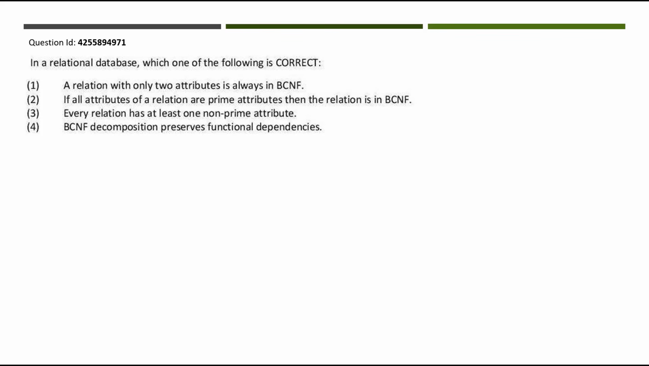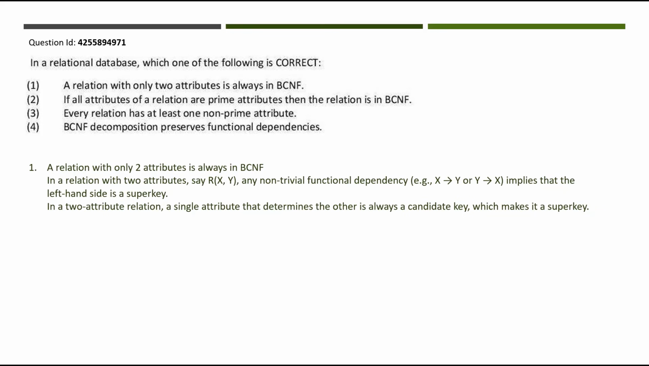Next question. In a relational database, which one of the following is correct? So we will see statement by statement. A relation with only 2 attributes is always in Boyce-Codd normal form. In a relation with 2 attributes, say R of x comma y, any non-trivial functional dependency, when there are only 2 attributes, can either be x derives y or y derives x. This implies that the left hand side is a super key.